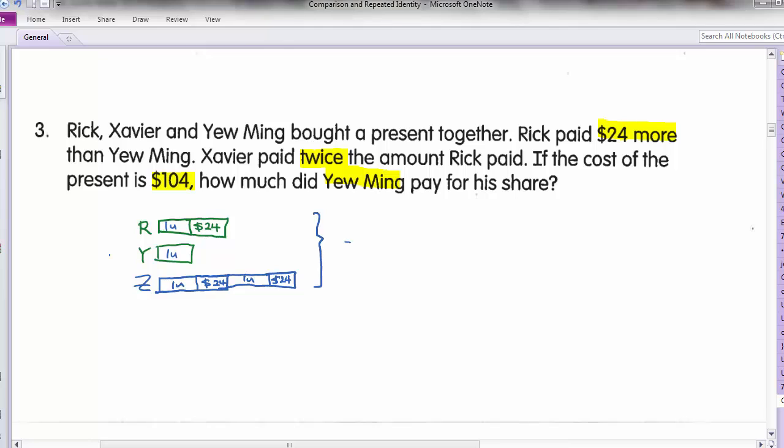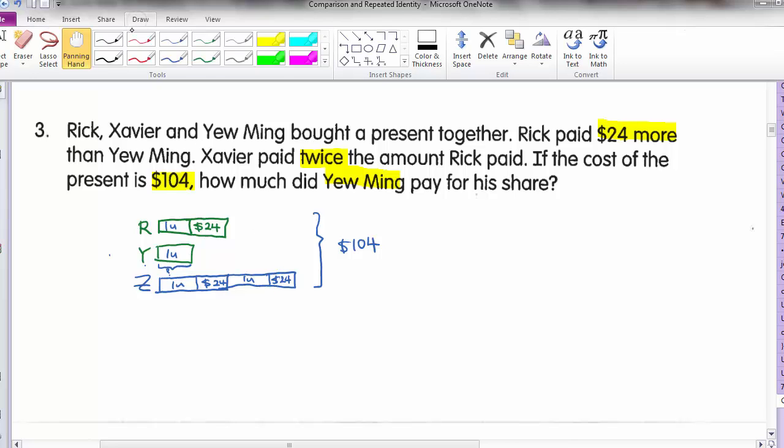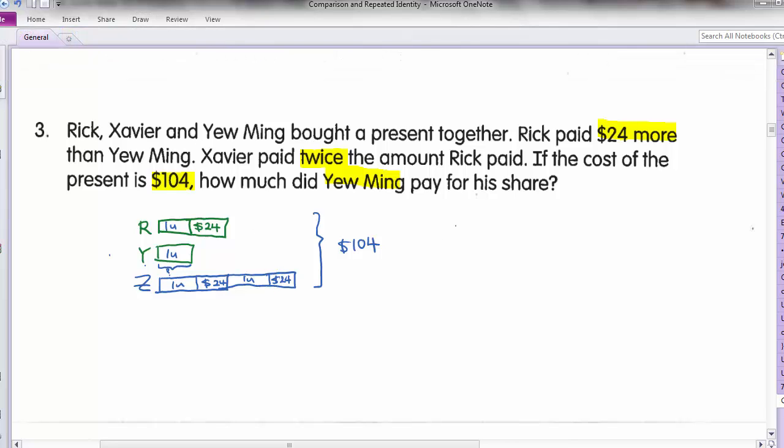All in all, 104. I want to find Yumin. So now I want to find this 1 unit. So let's do it. So again, I have how many units? 1 unit, 2 units, 3 units, 4 units now. But I got these 3 24s here. These are the extras, so I want to get rid of them. So how do I get rid of them? I add them all up, or I can multiply because it's the same.